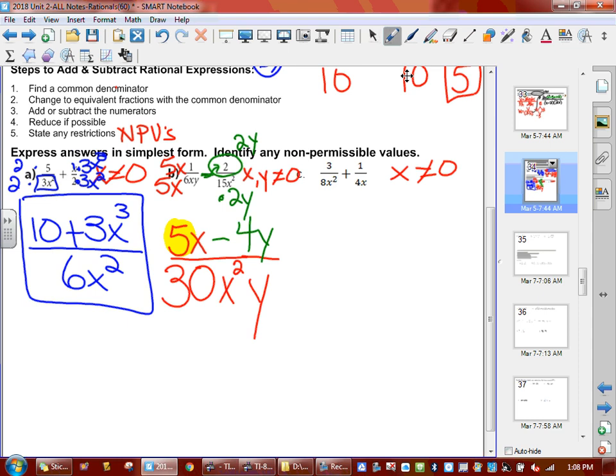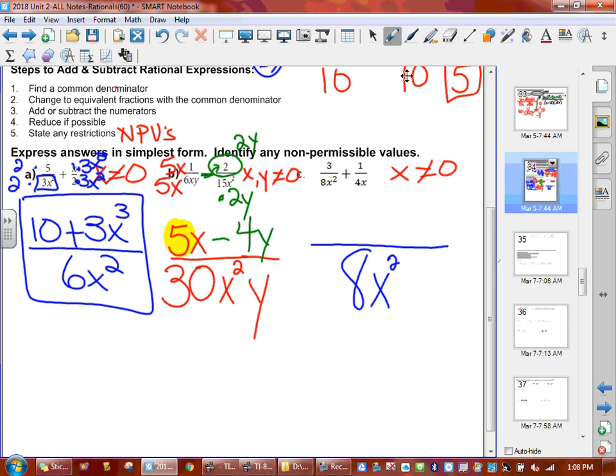So what do you think we need for a common denominator between 8 and 4? What do you think the digit is between 8 and 4? 8, right? Okay, so I need an 8 on the bottom. Look at my variables. How many x's should I need? 2. You take the most. So I need 8x squared on the bottom.